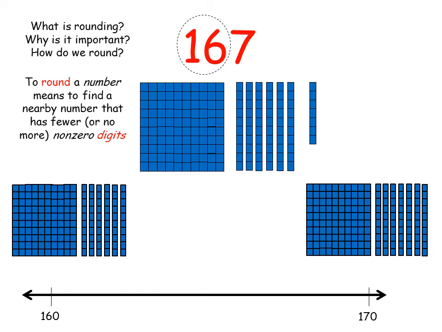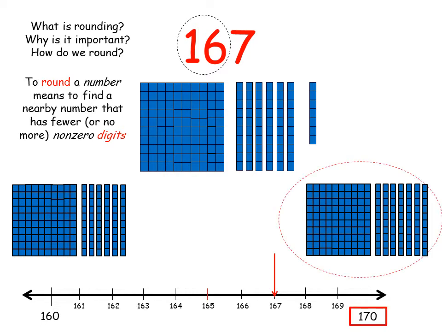So in between 160 and 170 is 10. So if I was to divide that into 10 smaller parts, each part would be one whole. 167 falls there, which is a little to the right of 165. And it's actually 3 from 170 and 7 from 160, so it would round to 170.